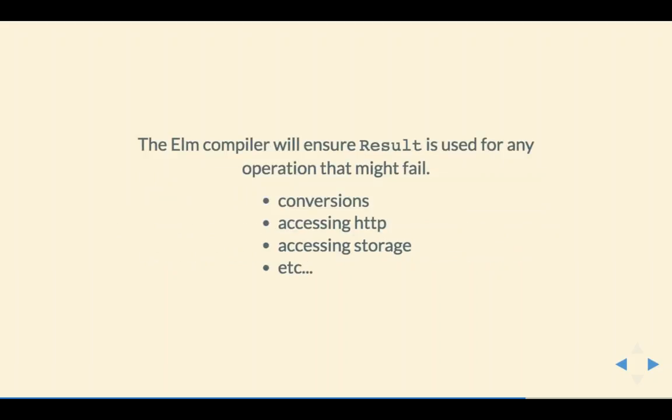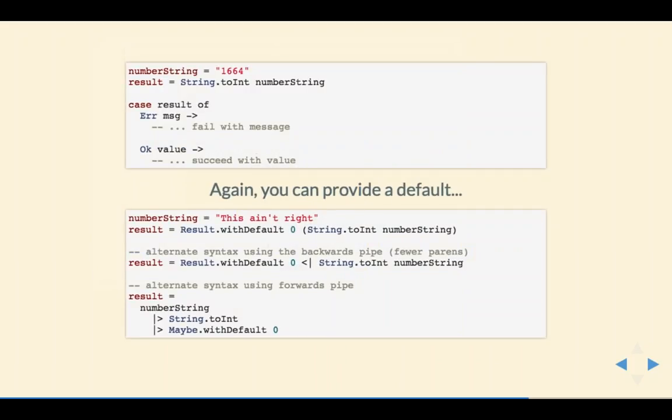So results are used for things like conversions, storage, HTTP. An example might be I've got a string that's a number and I want to say string.toInt. Just like list.head doesn't return Alice, string.toInt doesn't return the int 1664. It returns a result, which might be the success scenario for converting it to an int, which is an OK value, or the error one, in which case it failed. I could show you that on the command line, but I want to move fast because we're getting late.